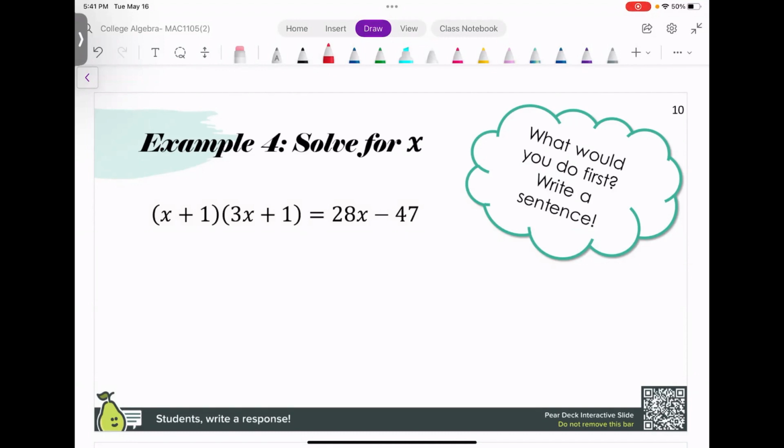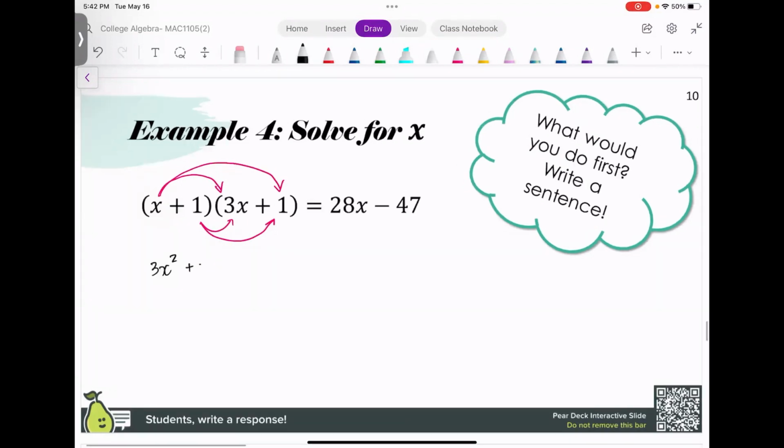I saw somebody use the acronym FOIL. FOIL just means first, outside, inside, last, and it comes from using the distributive property 2 times. So I'm going to follow this arrow diagram. I'll multiply x times 3x to get 3x squared, because that's 3 times x times x. And then I'm going to multiply x times 1 to get 1x. I'll just write plus x because it's positive.